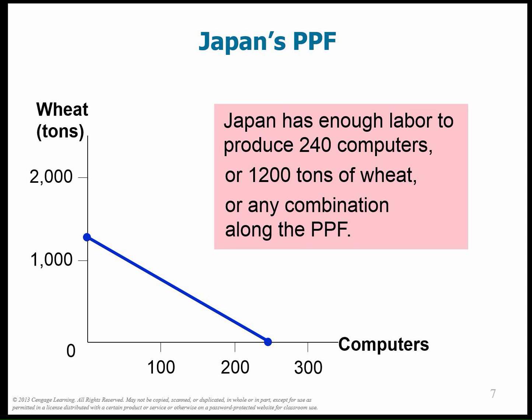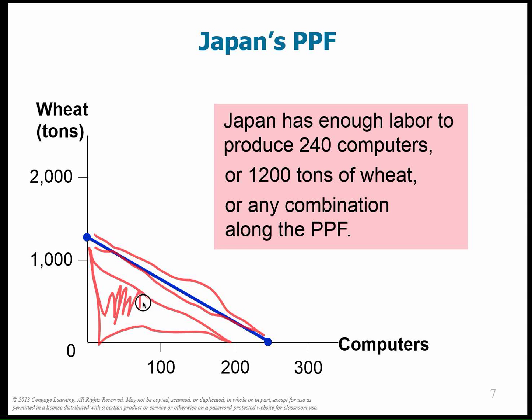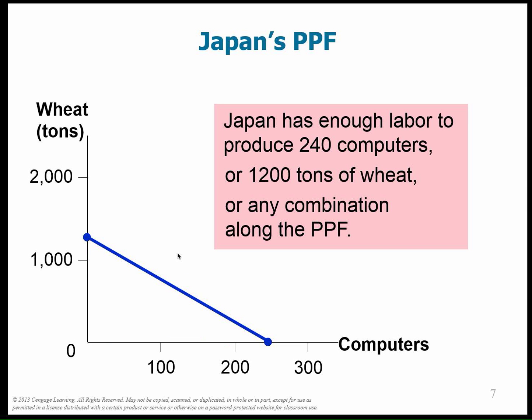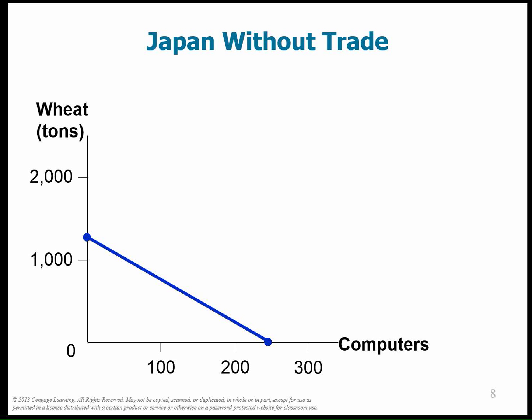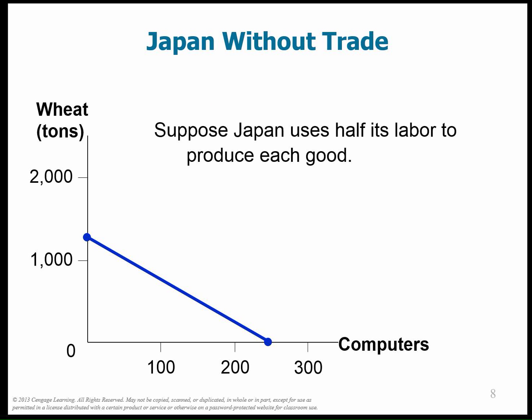They can produce anywhere along the PPF. Remember, anywhere that I produce right on the line is efficient. This is all attainable, but it's not efficient because they can still produce more. So we would expect to see Japan produce and consume somewhere exactly along the PPF. Okay, let's just go ahead and imagine that without trade they do half and half also.